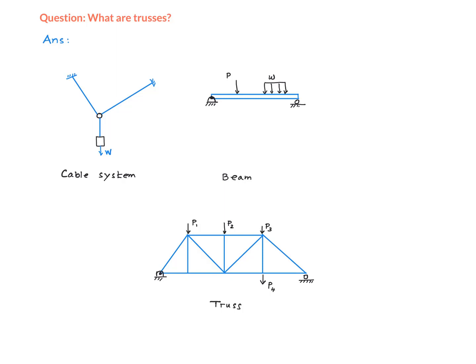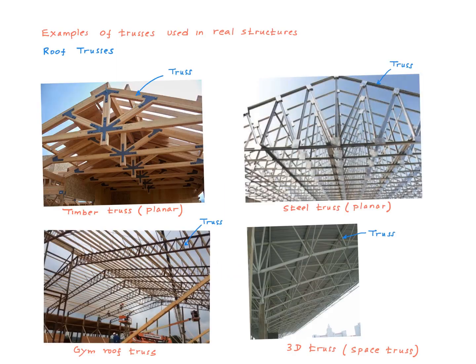So let's first look at some pictures of trusses used in real structures. So here are some pictures of examples of structures involving trusses. In this picture, we see timber trusses being used as part of a roof structure. All of these are pictures of roof trusses. Here we see steel trusses, and here we see trusses being used as part of a gym roof structure.